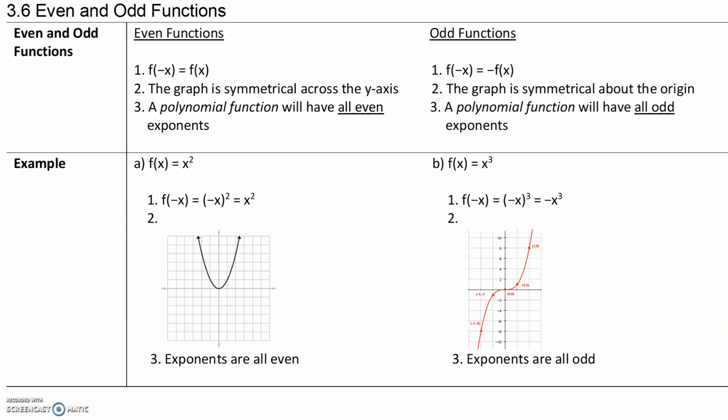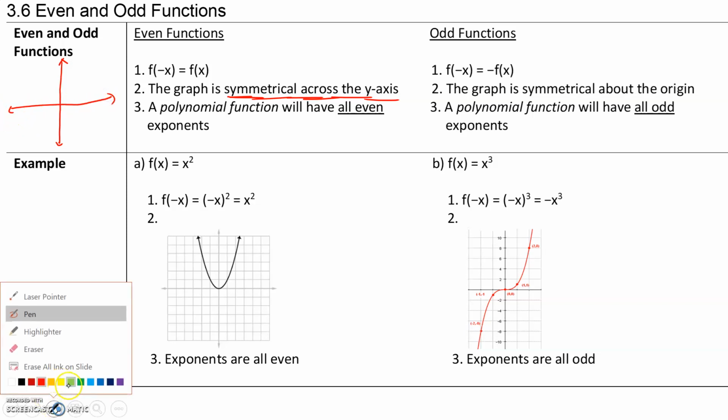In this section, we will talk about even and odd functions. Let's take a look at an even function first. In an even function, f of negative x equals f of x. In other words, when you replace the input with negative x, it still equals the original function f of x. Also, the graph of an even function is symmetrical across the y-axis. Now let's talk about what this means, symmetrical across the y-axis.